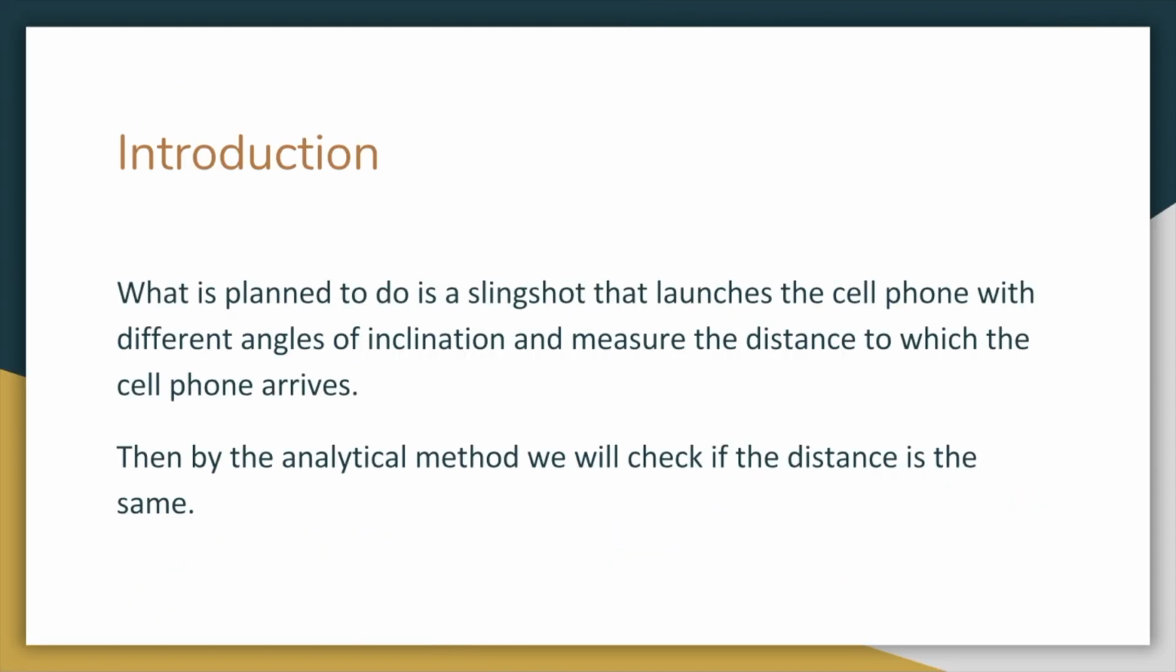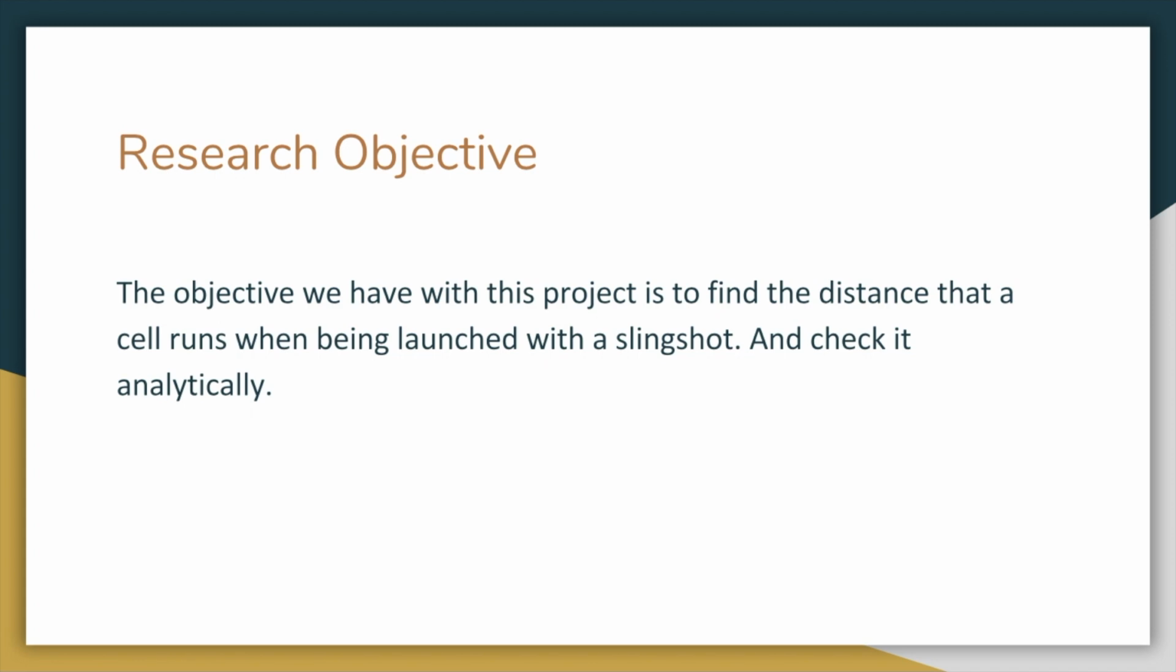What is planned is a slingshot that launches a cell phone at different angles of inclination, and we measure the distance the cell phone reaches. Then, by the analytical method, we will check if the distance is the same. The objective of this project is to find the distance that a cell phone travels when launched with a slingshot and check it analytically.